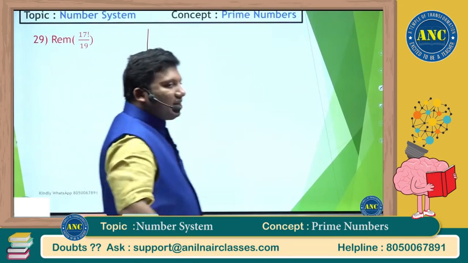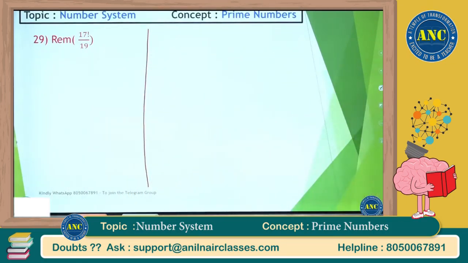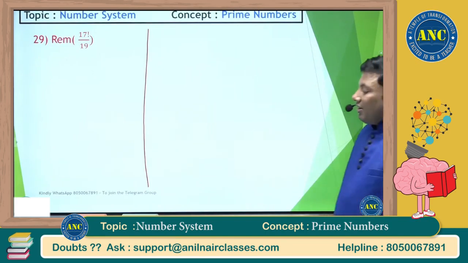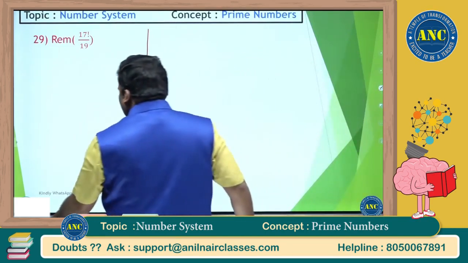I hope the idea is clear. Try to solve this question. What is the answer for this question? Are you getting 1? So everything is going properly, I just checked on my mobile. Are there any issues? 17 factorial divided by 19.